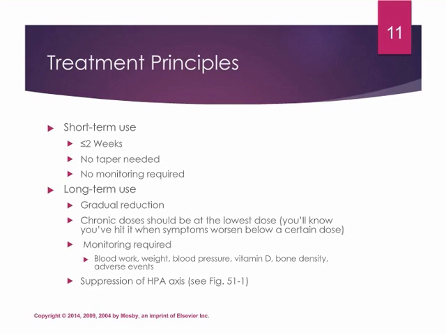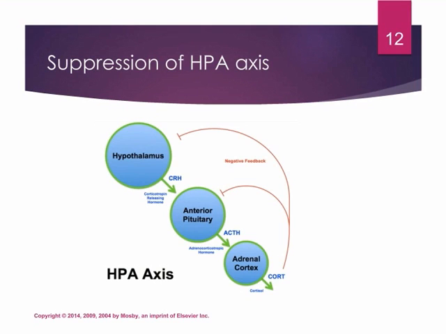Another thing that has to be considered with long-term use of glucocorticoids is the suppression of the HPA axis, which we'll go into in the next slide, but figure 51.1 in the book has a nice pictorial of what that is. So in the hypothalamic pituitary axis, or the HPA, you have the hypothalamus, the anterior pituitary gland, and the adrenal cortex, which all release various hormones that, through negative feedback, tell those parts of this axis when they need to excrete more or back off on what they're excreting.